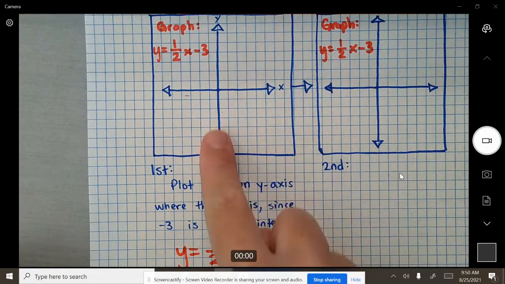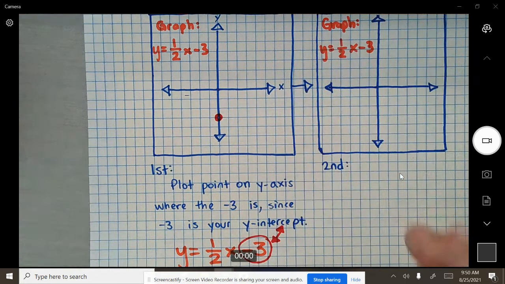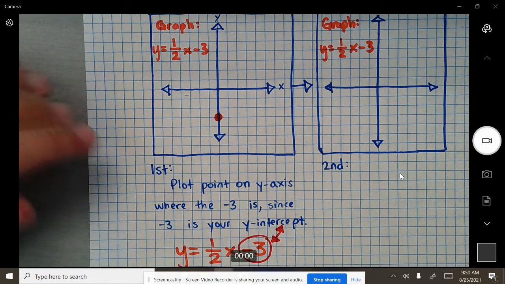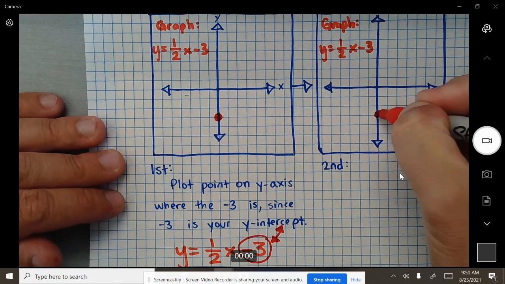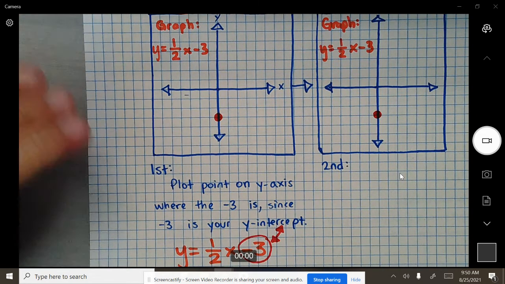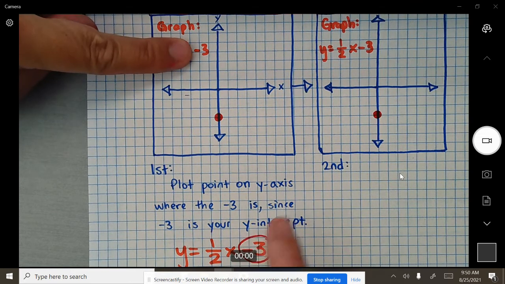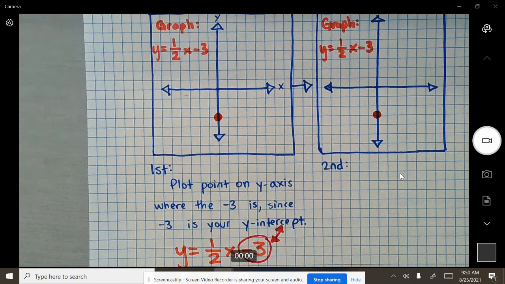Now, where's -3 on the y? Well, this is our y, right? So -3 is going to go right there. Okay? And go ahead and do that on this side too. All right? And that's your first step. You just finished your first step. All you have to do is plot where the y-intercept is. Where's the y-intercept? The last number of your equation. Okay? Second step.